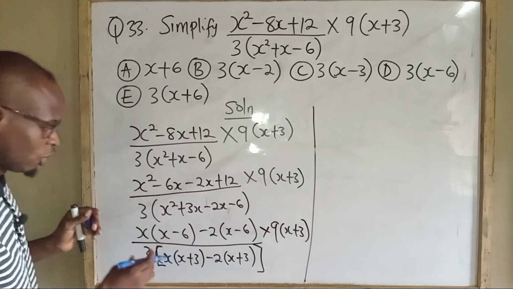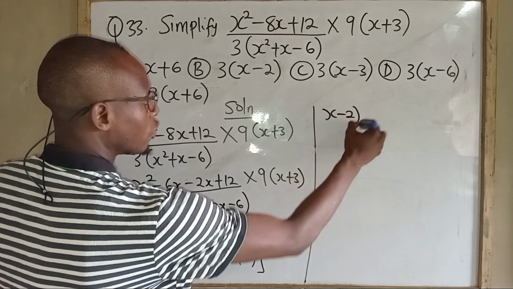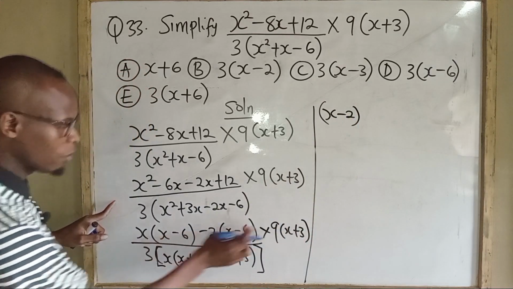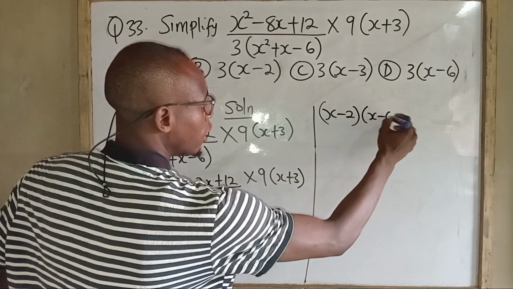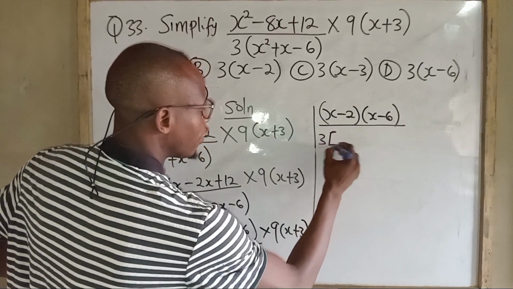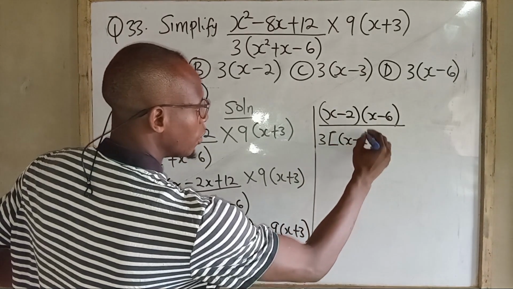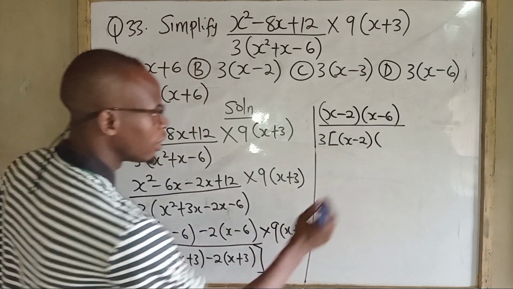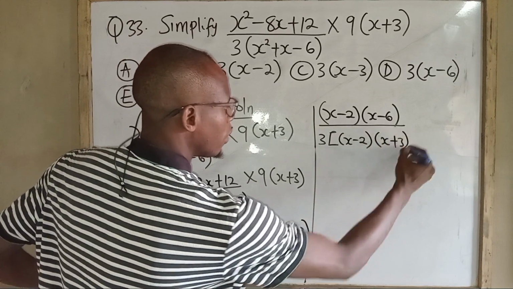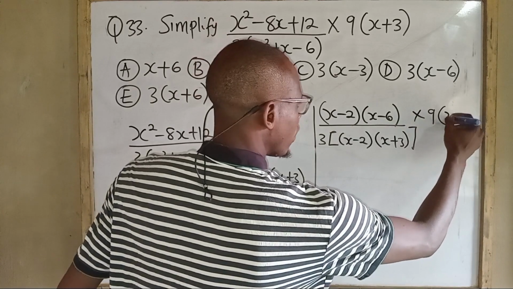to take just one. So we take the one outside the bracket. So we have what? X minus 2 outside the bracket here. Then we take one of this, x minus 6. Then all over, don't forget we have 3. We also take the one outside the bracket, which is what? X minus 2. Then we take one of this. That will be x plus 3 multiplying what? 9 bracket x plus what?